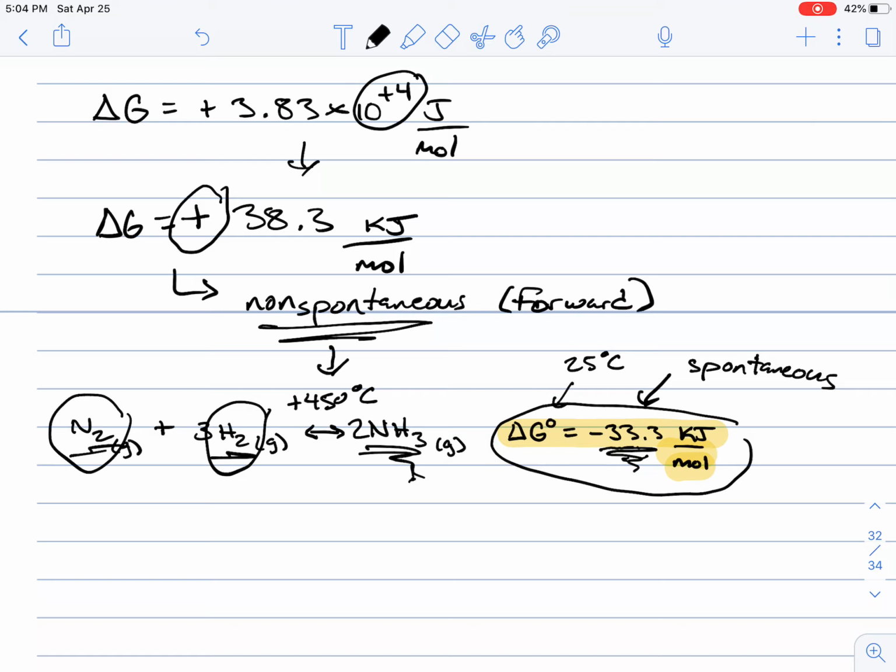And so the idea of thermodynamics telling us that the reaction is spontaneous is true once the reaction starts happening, but it looks like there either needs to be a catalyst to make it work at 25 degrees Celsius, or maybe the reaction rate is just really, really slow at 25 degrees Celsius, but it still is spontaneous.